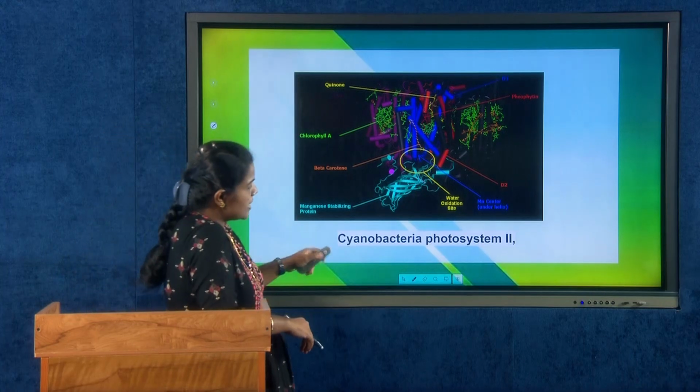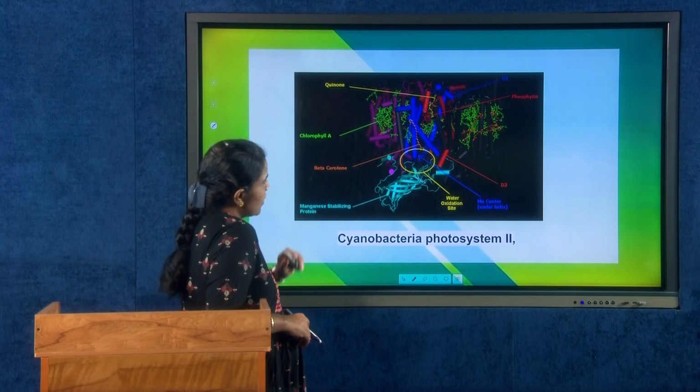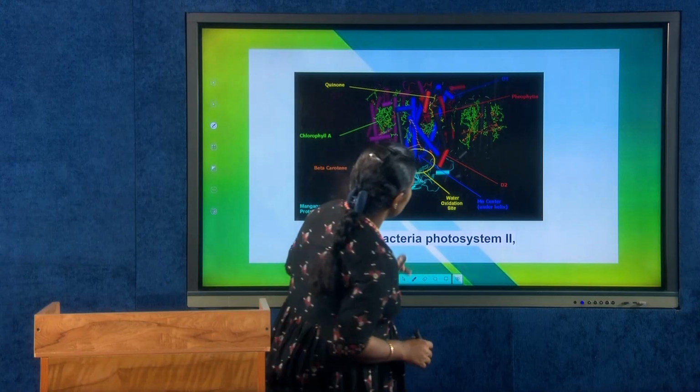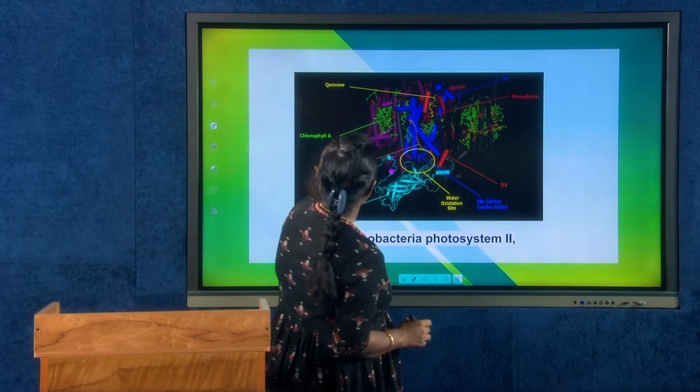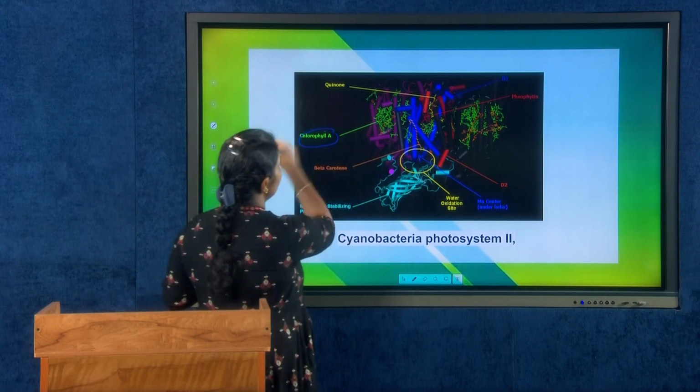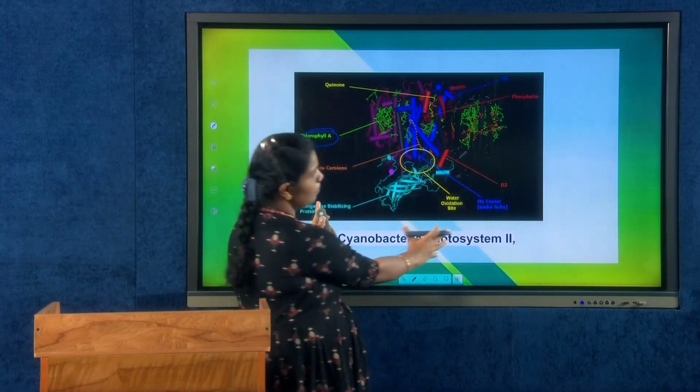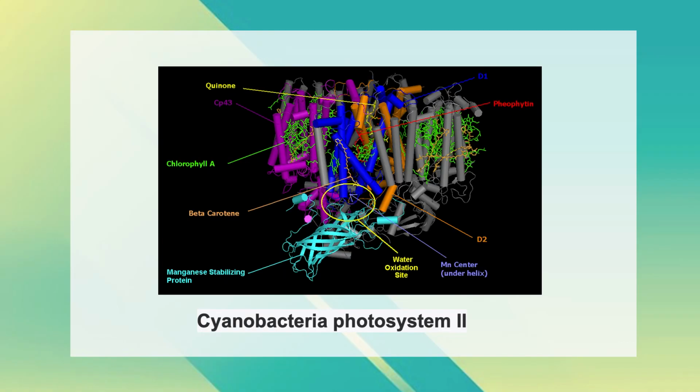So, here you can see the photosystem of cyanobacteria. There is a center chlorophyll, that is chlorophyll A here, and you have the accessory pigments. This is the 3D image of that photosystem of cyanobacteria.